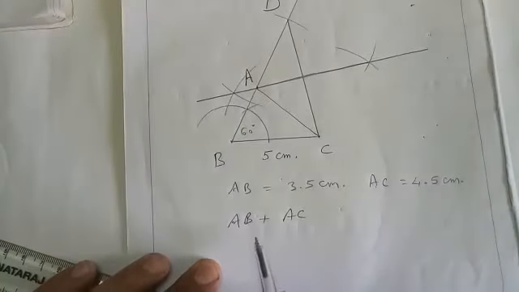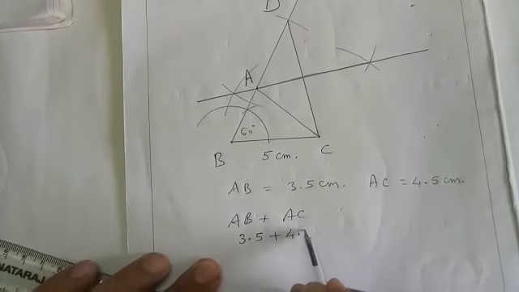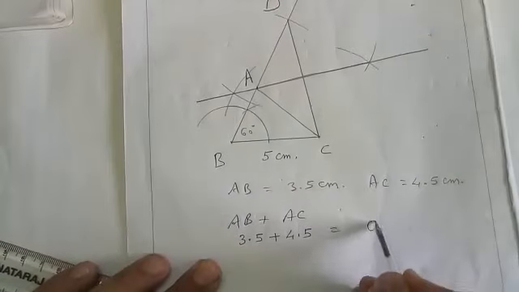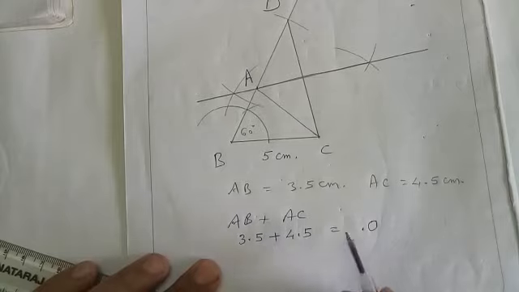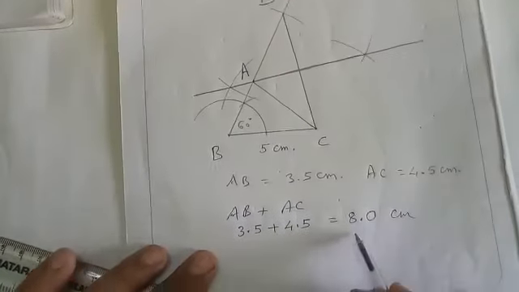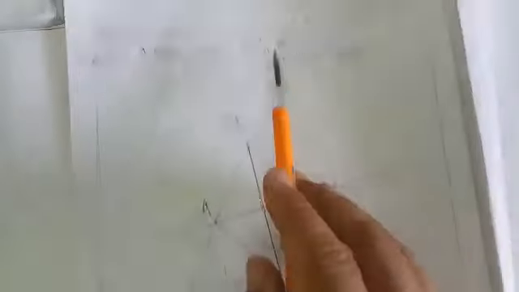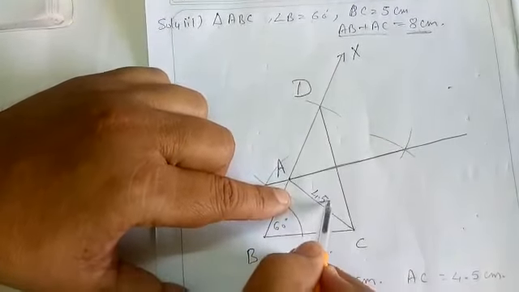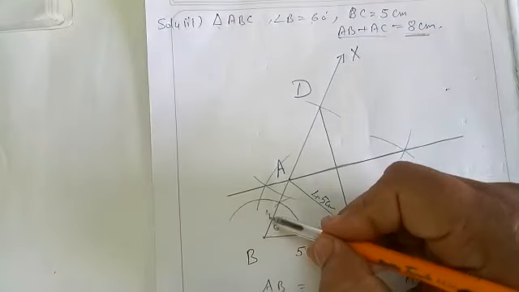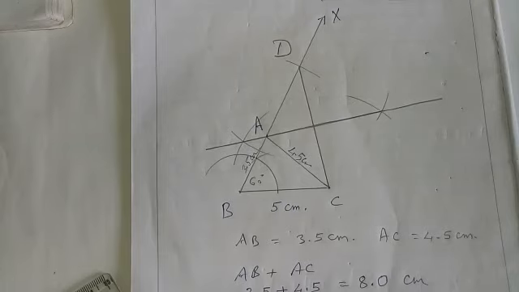Now what was the question given? AB plus AC. AB, how much did you get? 3.5. Plus AC, how much did you get? 4.5. You add: 5 plus 5 is 10, then decimal, 4 plus 3 is 7, 7 plus 1 is 8. 8.0 centimeter. That means it is 8 centimeter. AB plus AC is 8 centimeter. So you can write AC is 4.5 centimeter and AB is 3.5 centimeter. Is it clear? The steps of construction will be given to you by PDF.